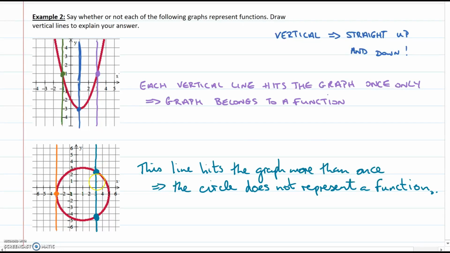Okay, so this blue line that we drew first hits the graph at two different places, and that is enough to rule it out. It doesn't matter if you get other lines that only hit the graph once. Just one line hitting the graph twice is all you need, and that means the circle does not represent a function. So the first one was a function, the second one not.